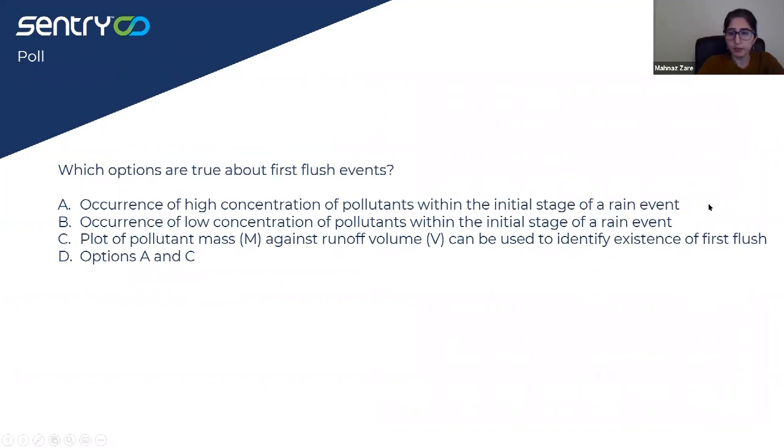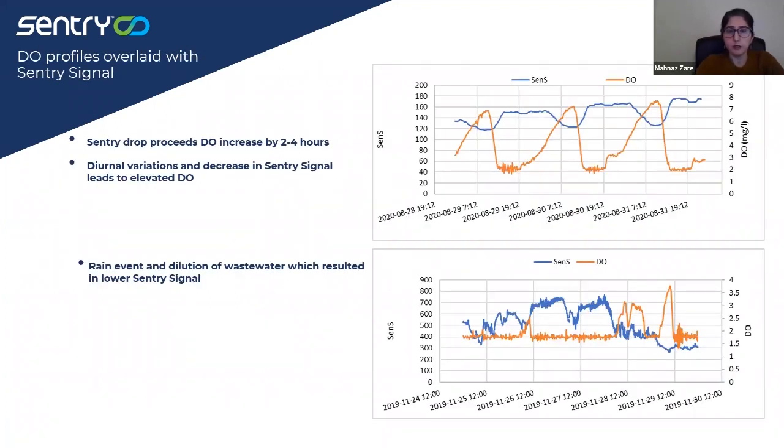So, Selena, if you could pull up the second question. The second question asks which options are true about first flush events. The first option is occurrence of high concentration of pollutants within the initial stage, or occurrence of low concentration, and a plot of pollutant mass against runoff volume can be used to identify the existence of first flush. And the last option is both option A or C and C are correct. So please take your time and answer the question.